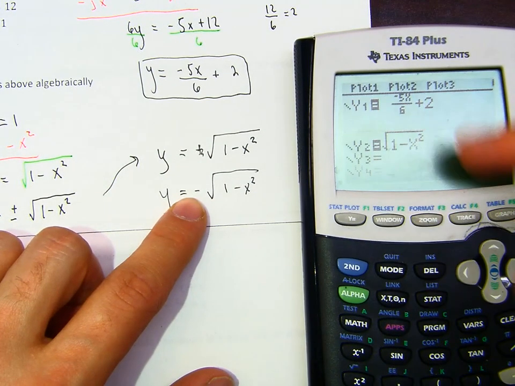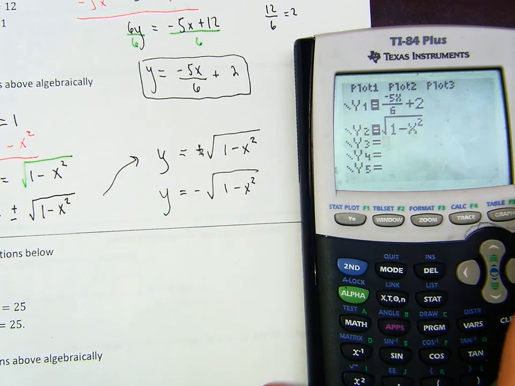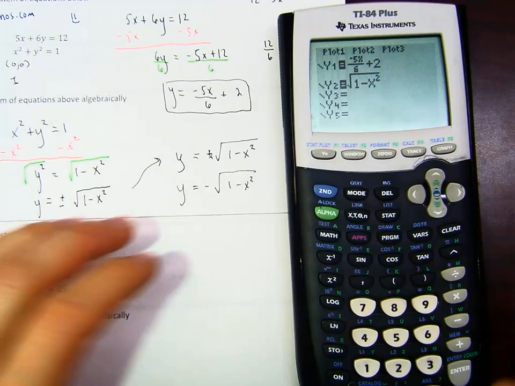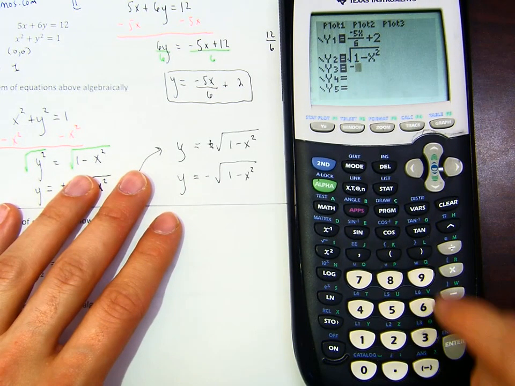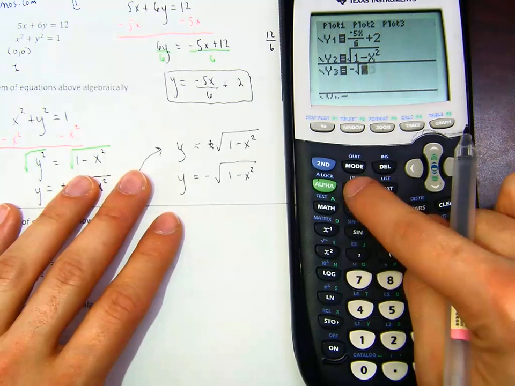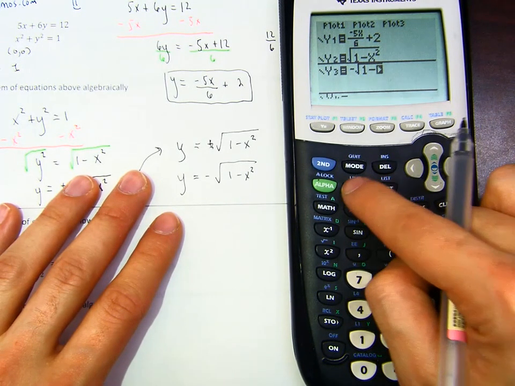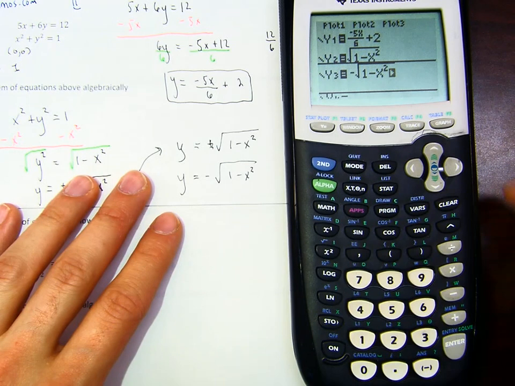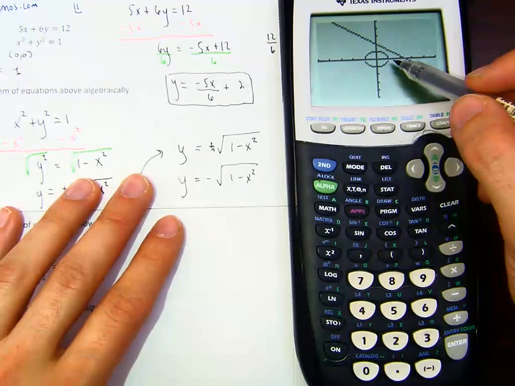So we have y equals, we can go to y3 over here. Just in case you didn't see it before, it'll be negative, second, x squared to get the radical, 1 minus x squared. And then let's see what happens. Notice it gives us the other part of the circle.